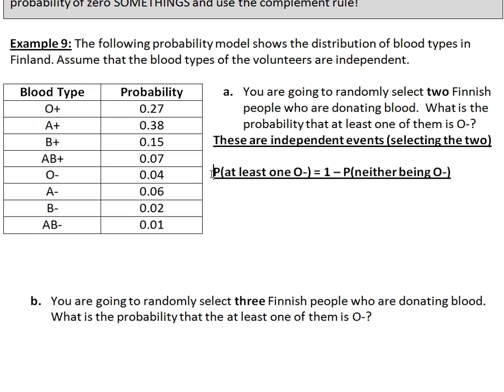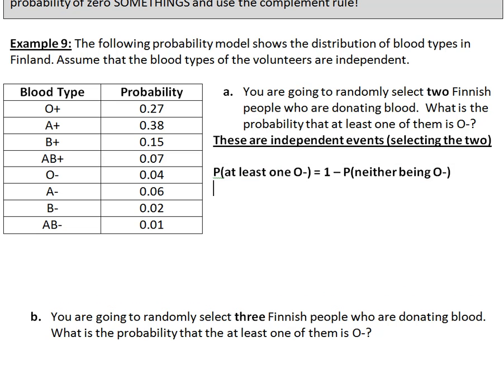And that means I should be able to just write this is equal to 1 minus the probability of both of them not being O negative. Well, the probability of one of them being O negative is 0.04, so the probability of one of them not being O negative is 0.96. So if I have 2 people that are both not O negative, the probability that neither is O negative, since they're independent, is 0.96 times 0.96.